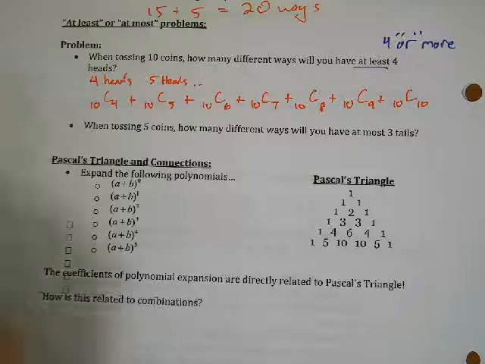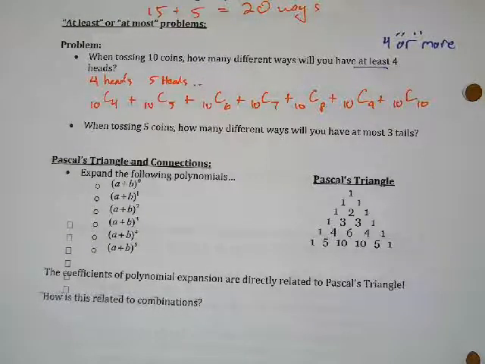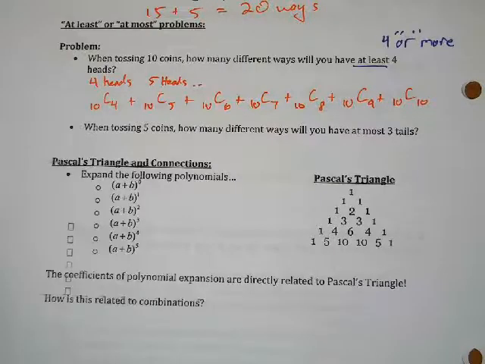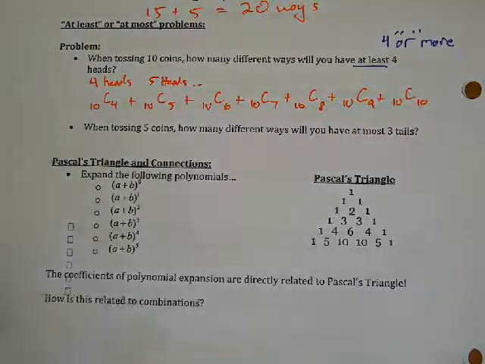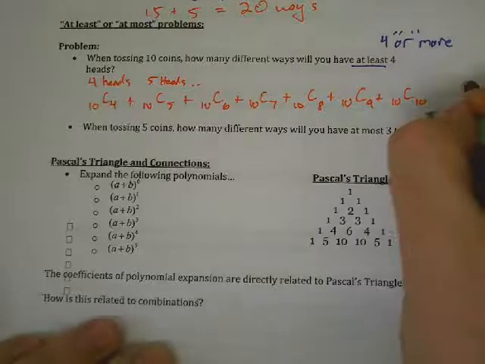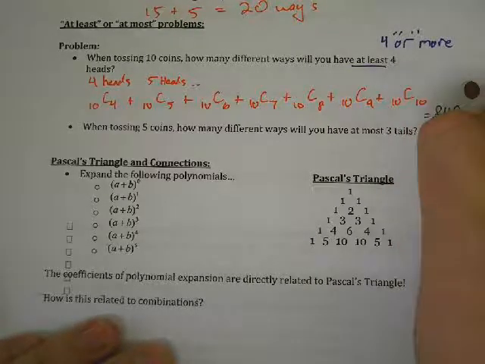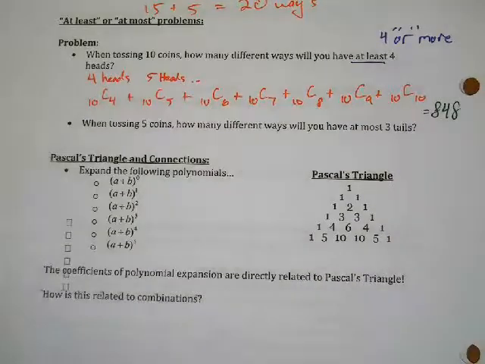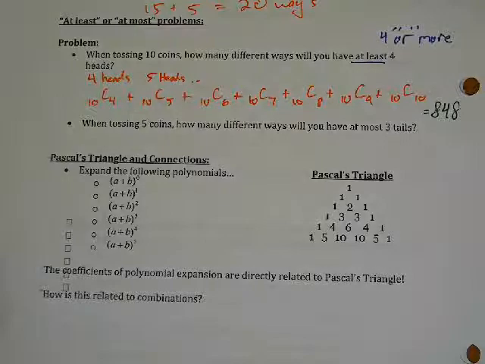So I'm going to pause here right now so I can find the answer for you. And so the result is 848. And there are that many ways that we could toss at least 4 heads.